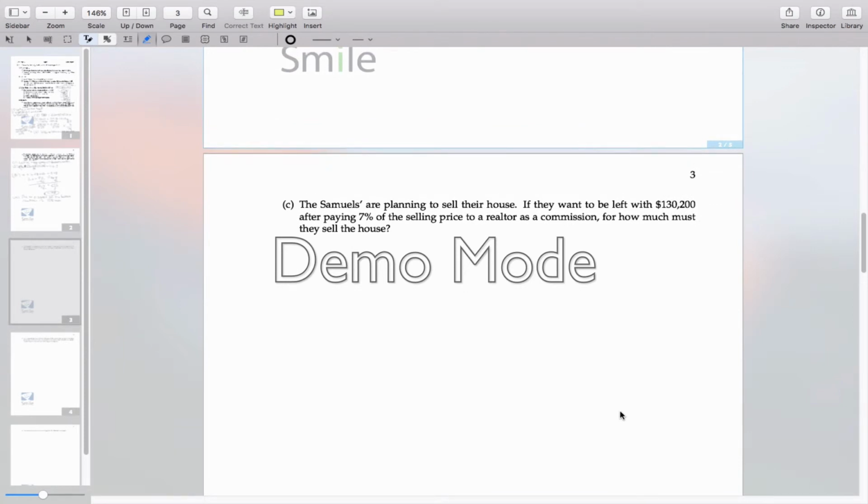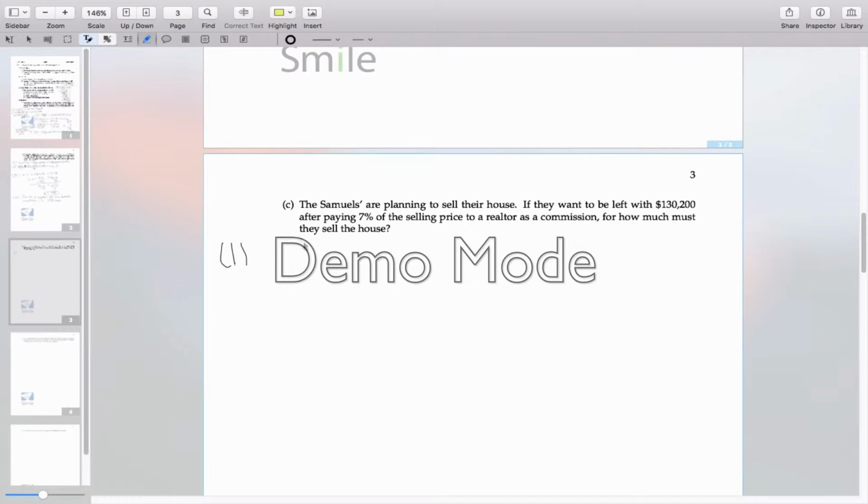The Samuels are planning to sell their house. If they want to be left with $130,200 after paying 7% of the selling price to the realtor as a commission, for how much must they sell the house? Now, this is a great example of a case when you really want to write down all of the steps and pay a lot of attention to the details, because it's easy to get this backwards or to do a computation that doesn't answer the question asked.